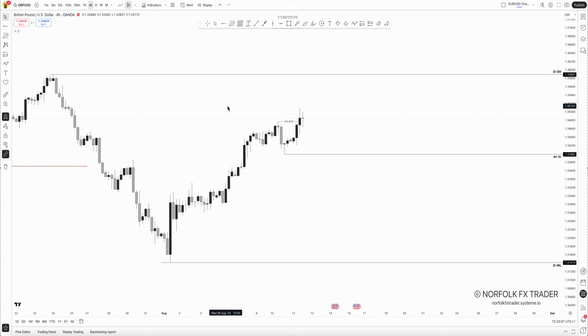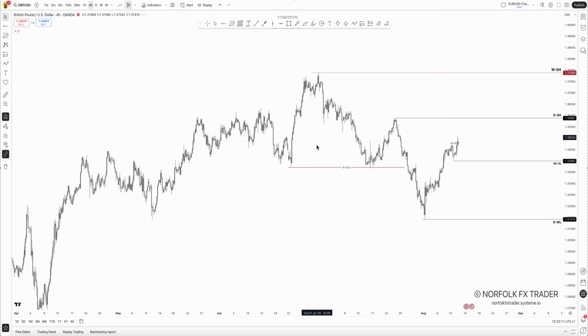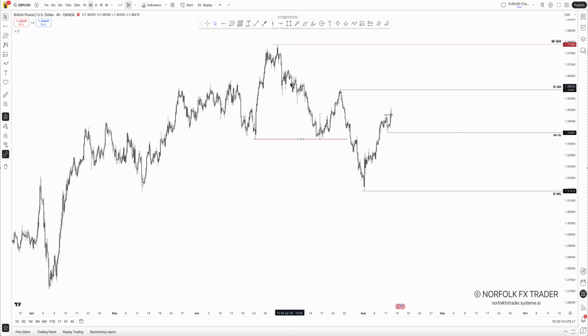So we're reading that top-down analysis here. Let's just go down, shrink out so you can see what's happening. So we have a weekly and a daily break of structure.